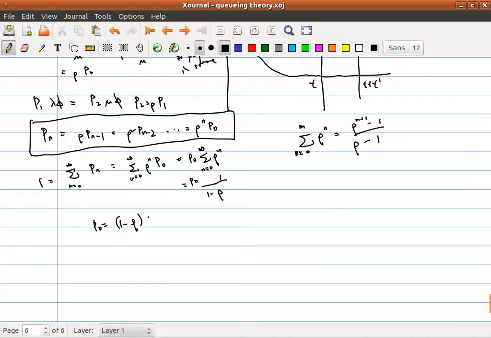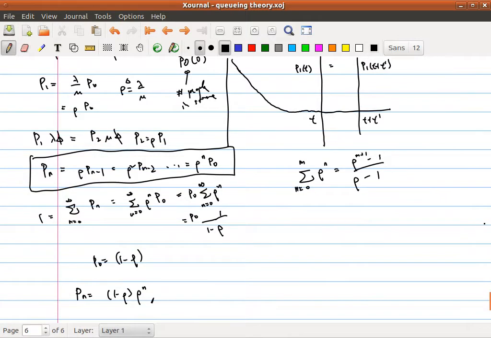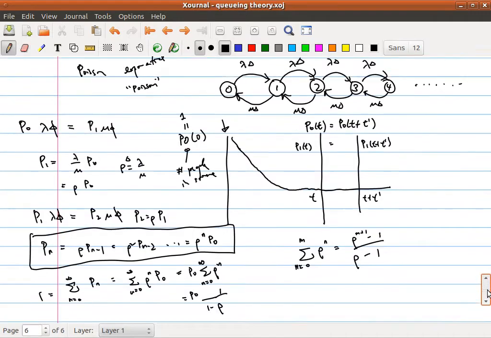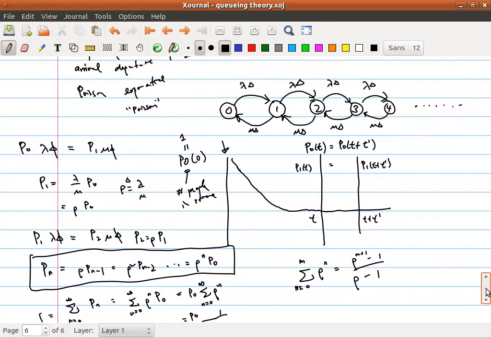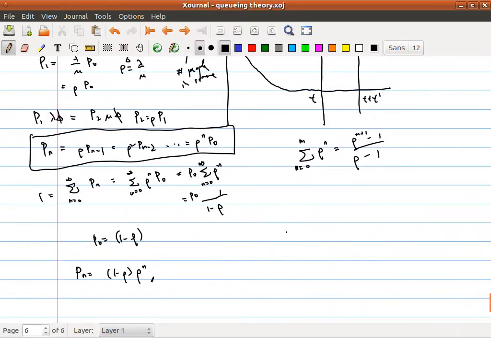So Pn here, I substitute this back into the equation here, I can just have Pn is equal to 1 minus rho times rho to the n. This is the stationary probability that we got. And with this stationary probability, we can find the expected number of packets in the system, or expected number of customers in the system. This will be the sum of 1 minus rho times rho to the n, times n. This is the expected number, or average number of packets or customers in the system, the sum over n from 0 to infinity.